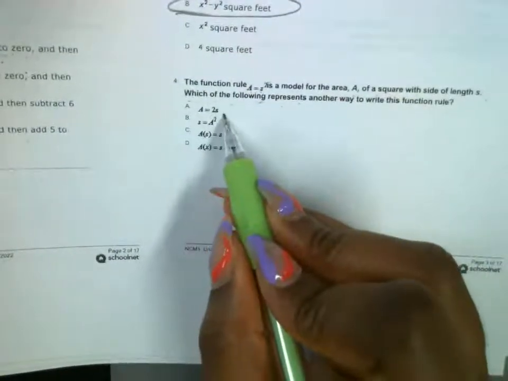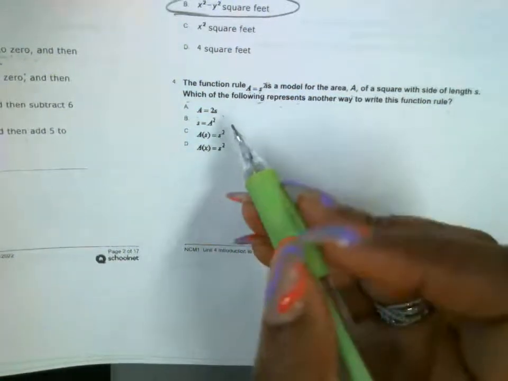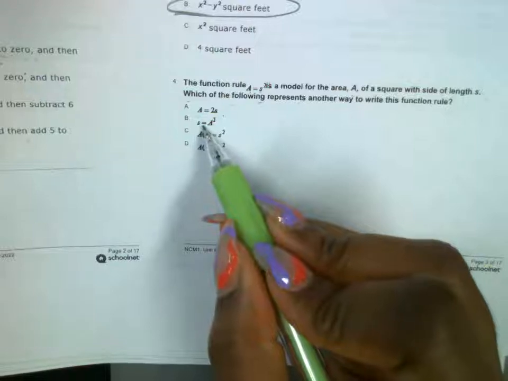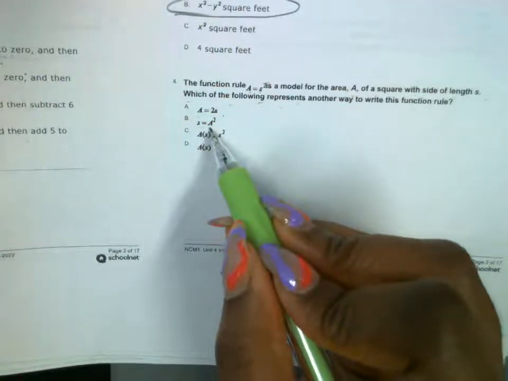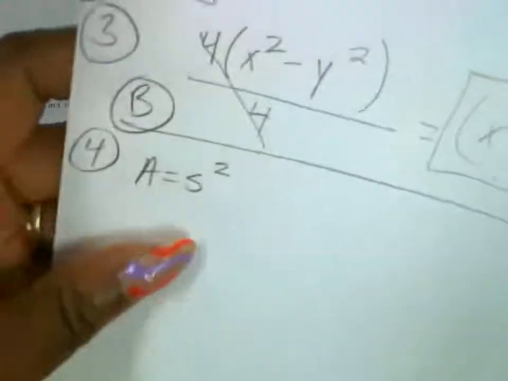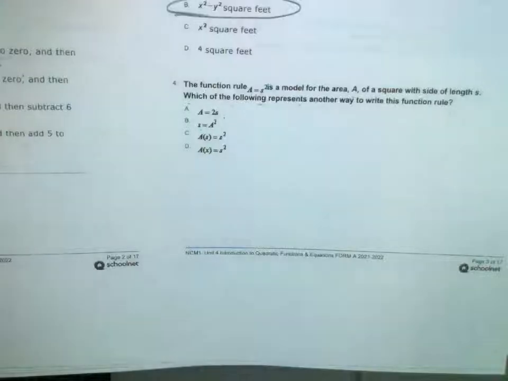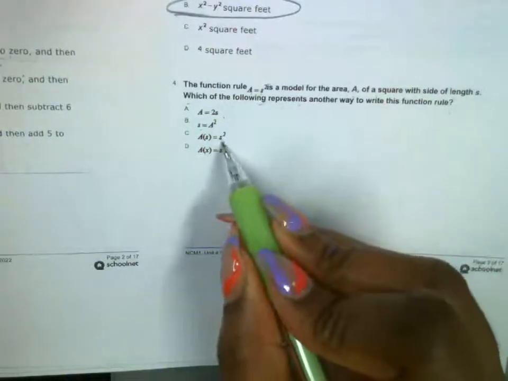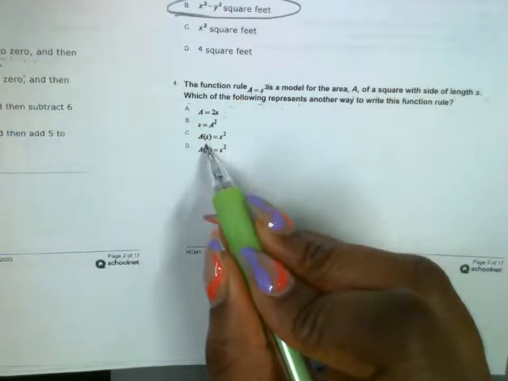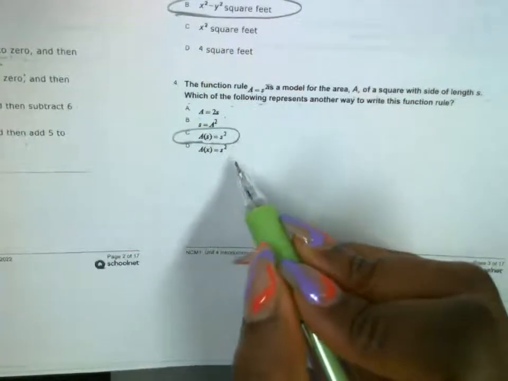2 times S? No, not 2 times S. A is equal to A squared? No, that's not it. All right, and then A of S, yeah, this is another way. You could write it like this. This is written in function notation, okay?